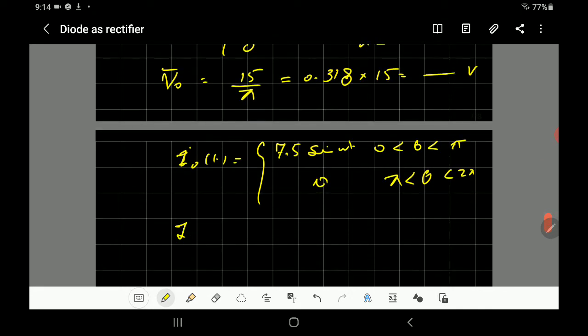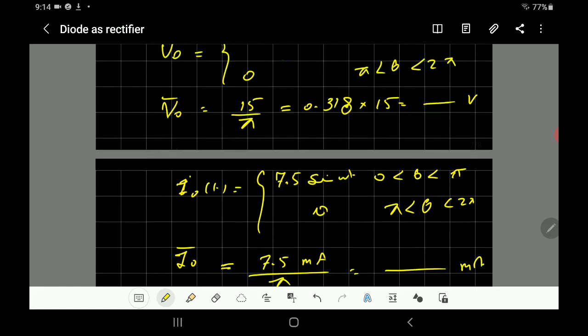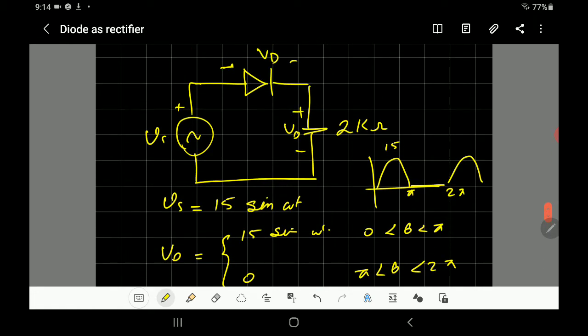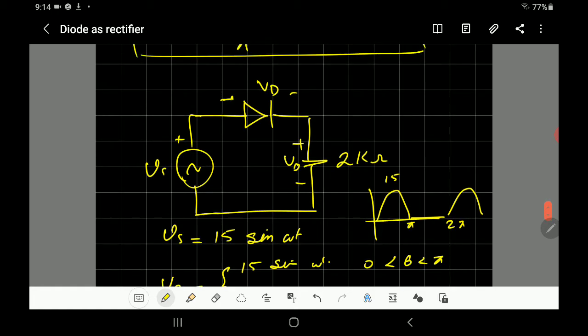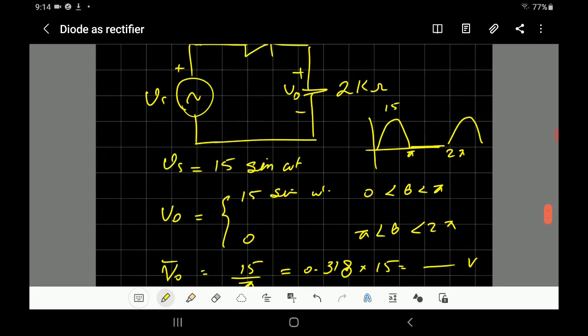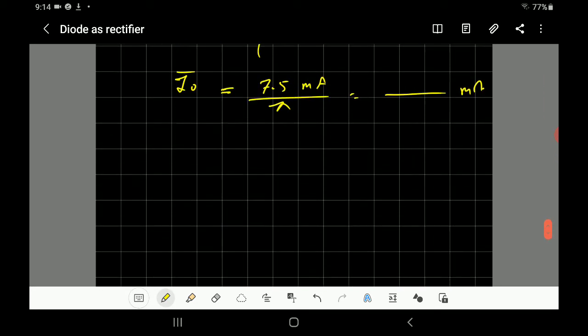And the average current will be equal to 7.5 milliamperes, which is the maximum, divided by pi. You get the average current. What about the diode? Well, when the diode is conducting, the voltage is equal to 0. When it's not conducting, it will be an open circuit. Let's have a look at it.